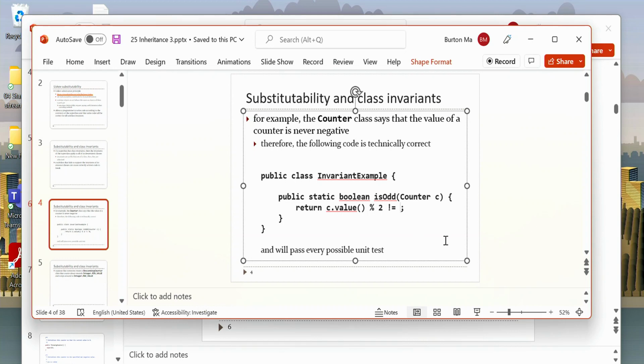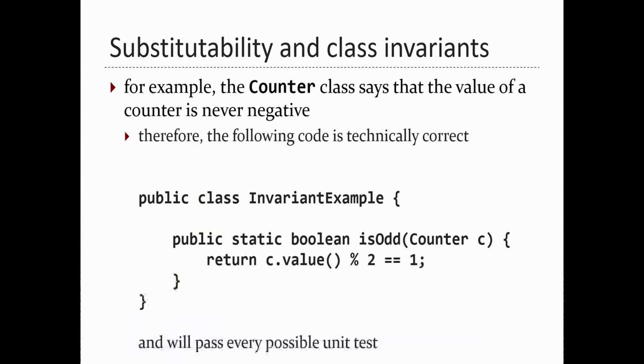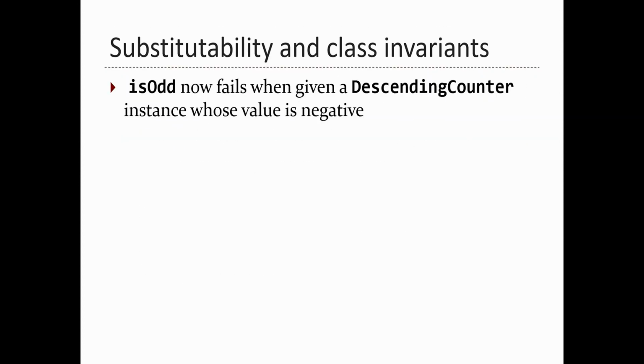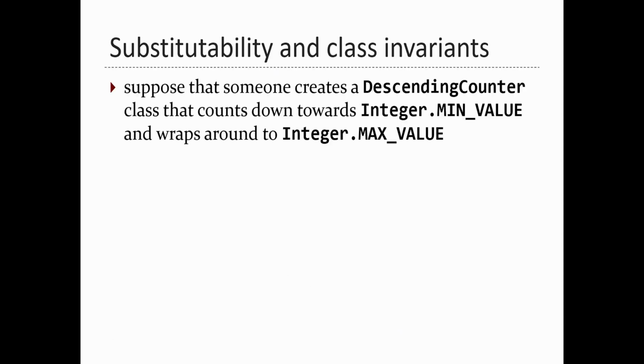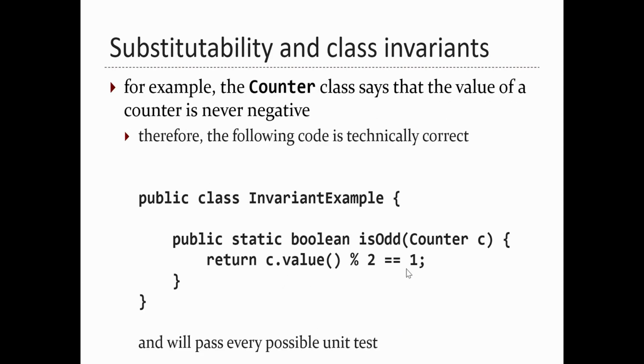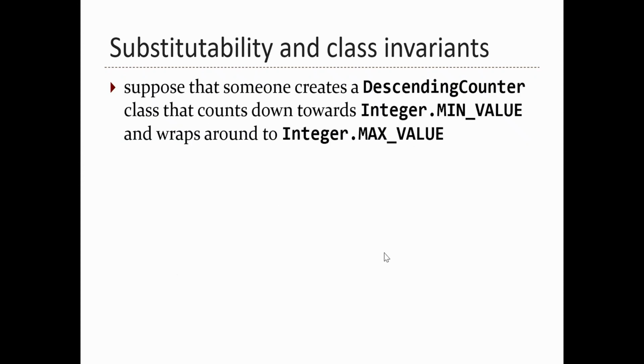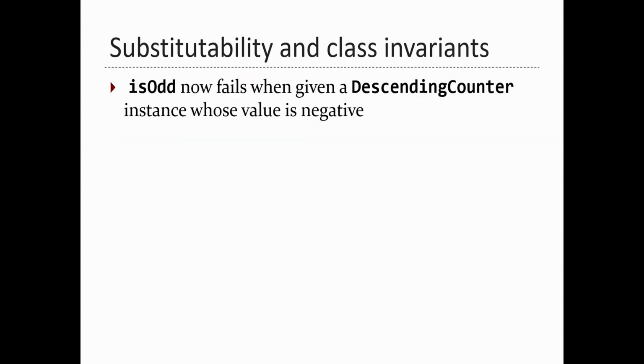Even though they wrote it this way, which you really shouldn't, this is technically correct given the contracts for the Counter class. Notice that the compiler can't help you in this case. There's no way for Java to read the documentation for the Counter class and realize that there's an invariant. This is a programmer responsibility.